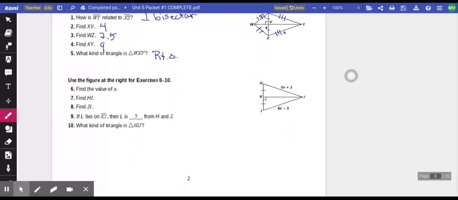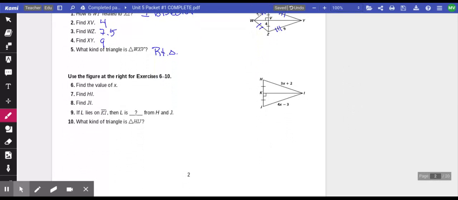Okay, so now I want you to pause and I want you to try exercises 6 through 10 and come back and check.